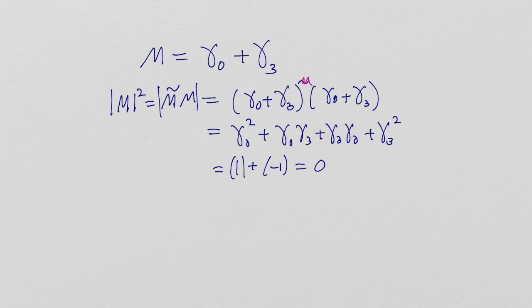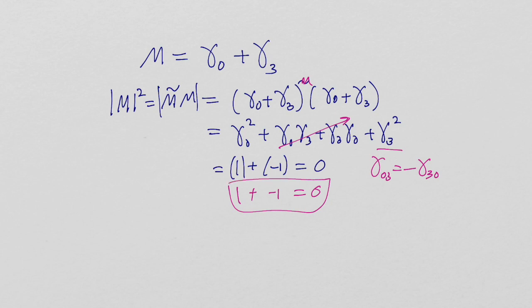These two cancel, right? These two clearly have to cancel because gamma 0 3 equals minus gamma 3 0. So gamma 0 squared is 1, but gamma 3 squared is minus 1. So you add those together and you get 0. The hardest equation in our work: 1 plus minus 1 equals 0. So the magnitude of M obviously is zero.